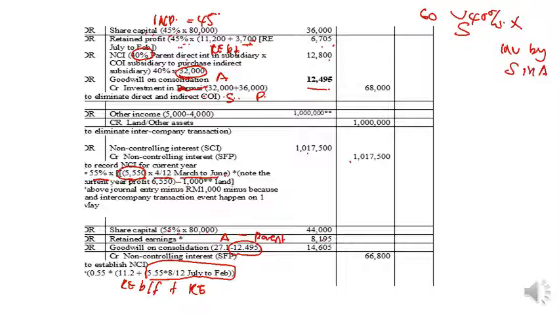Goodwill here, the total amount of goodwill is 27. This is the goodwill in A. This one is the goodwill to parent minus the goodwill to parents here. So you have 14605, and then credit NCI here is 66,800. So that one is to establish the NCI here.